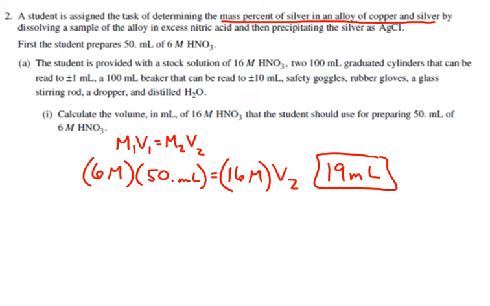Why am I doing 19? There are 2 sig figs, and they went out of their way to do 2, notice? Is there 50.? No, but if you did 3, you're plus or minus 1. So if you did 4, and it's supposed to be 2, that's 2 away. So that's not plus or minus 1.